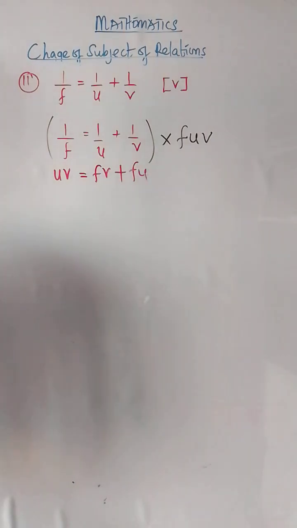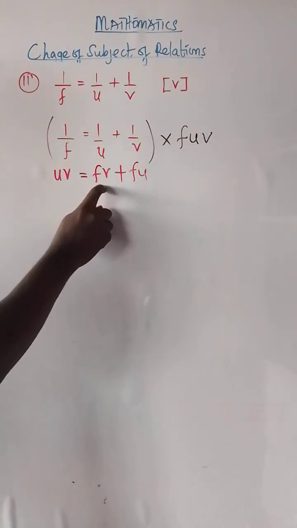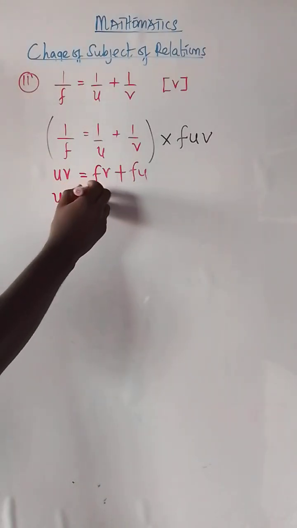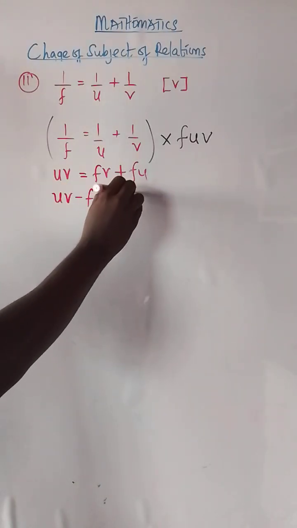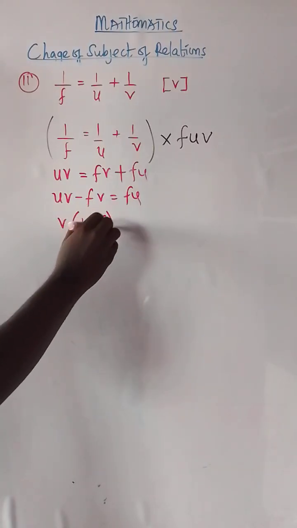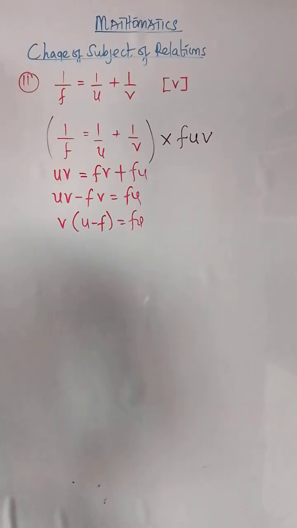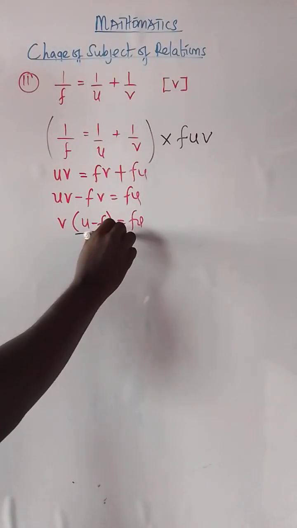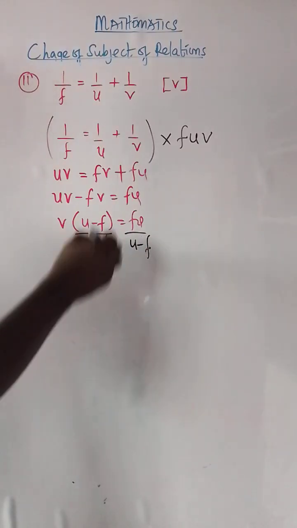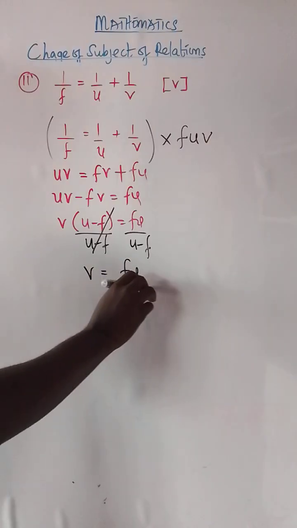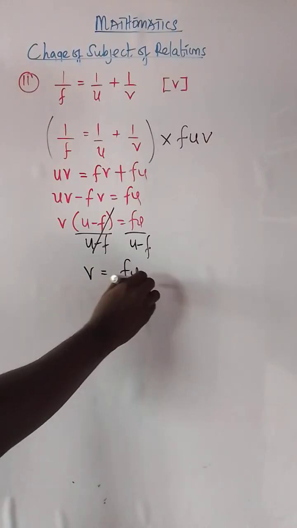Now, our aim is to get V. So we have V here, we have V here. So bring this one here. So we are having UV minus FV equals FU. Then we factorize the V. So we are having V times U minus F equals FU. So for us, our aim is to get V. So we divide through by U minus F in order for us to be able to get the value of V. So from here, V equals FU over U minus F.